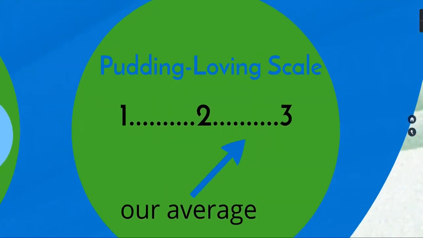This is almost the very highest point of our 3-point scale, which means we can probably draw the conclusion that our participants enjoy pudding. And this is how you can use quantitative evaluation.